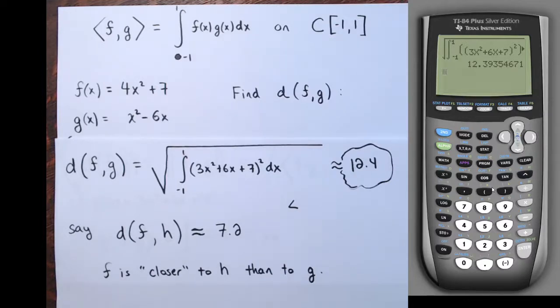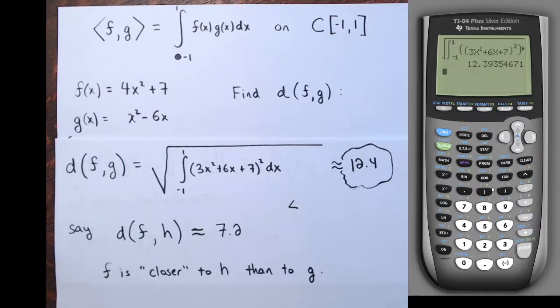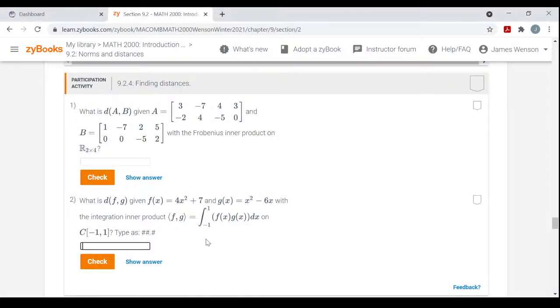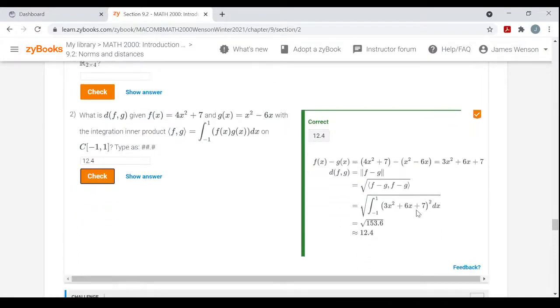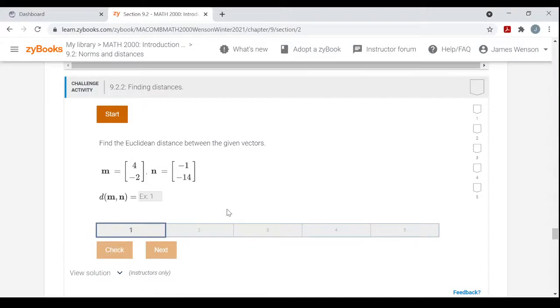So yeah, and the closer to 0 the distance gets, that means the two functions are closer and closer to being like one another. Right? They're closer to being the same, having the same structure, the same properties, whatever. But for right now, we're just calculating distance. Right? 12.4. That's how we're asked to enter that here. There. Okay. Wonderful. All right, and then you have your challenge activity.